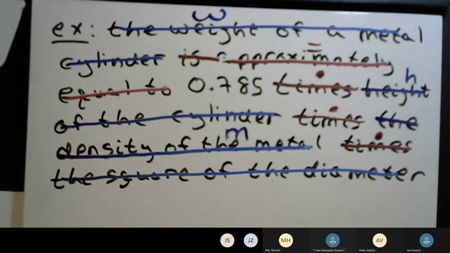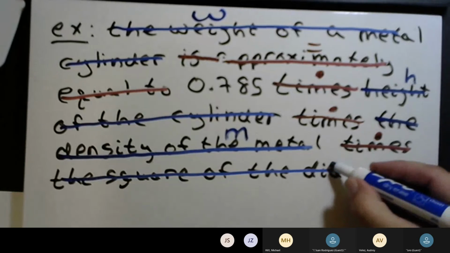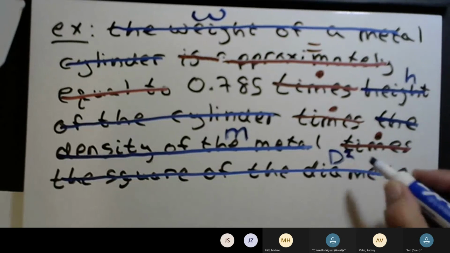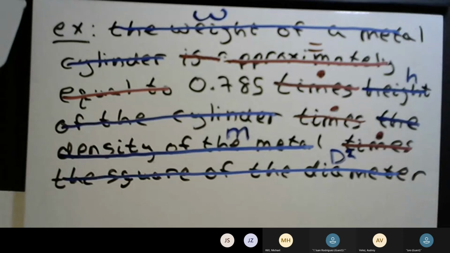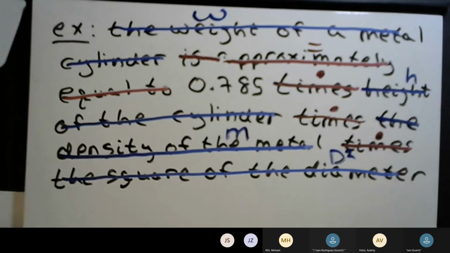Now, if I look that up on page 485, the square of A was A squared. So the square of the diameter, I'm going to call the diameter capital D. It's going to be squared. Whew. So any questions about this editing that we've just done? All right, well, let's put it together. Let's see what this mess turns into.